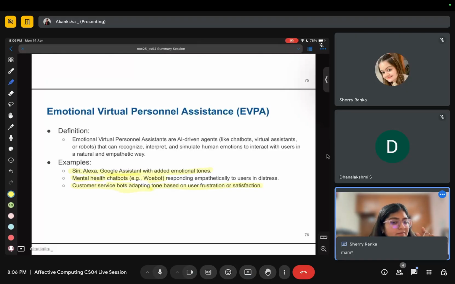The main keyword here is emotional. It should be emotionally intelligent. It should be able to understand what the other person is feeling and respond in an emotional way. So that is the keyword. V is virtual. EVPA is emotional virtual personal assistant. Virtually, it's not a human, it's a virtual assistant.